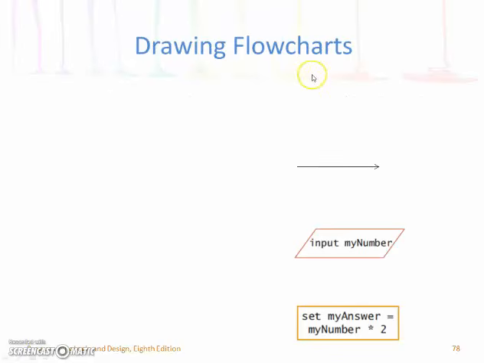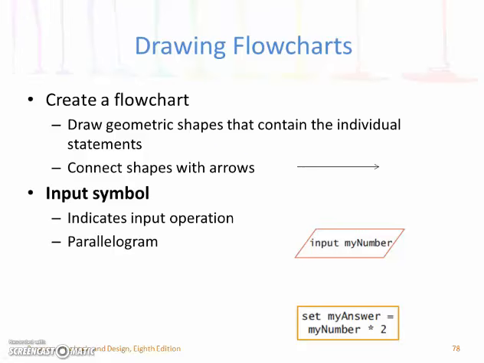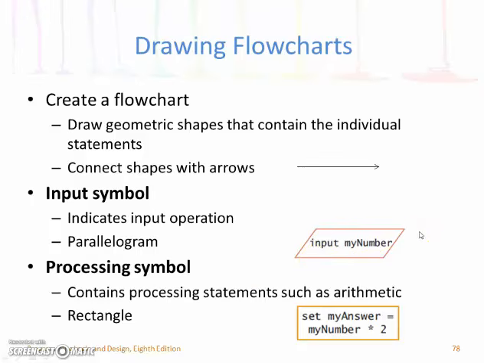Which brings us to drawing flowcharts. Now, these are our flow lines. They connect shapes with arrows. You draw geometric shapes that contain the individual statements. That's how you create a flowchart. If you have a look, my input symbol is a parallelogram. I don't know if you remember what the shape is called from maths, but this is a parallelogram. It indicates an input operation. And my processing symbol contains processing statements such as arithmetic, like set my answer equal to my number multiplied by 2, and it is a rectangle.